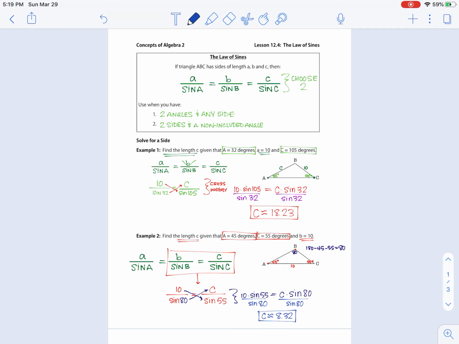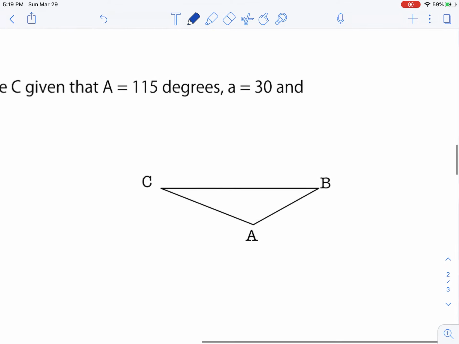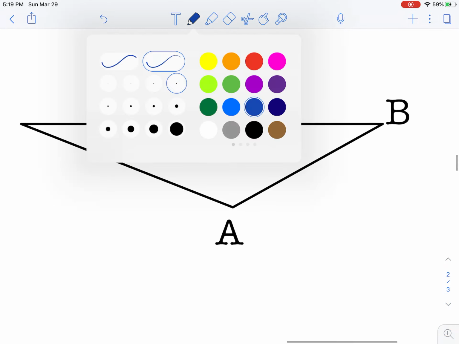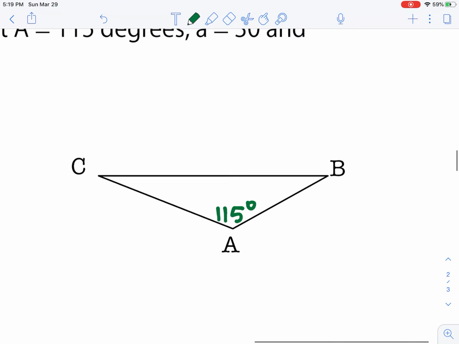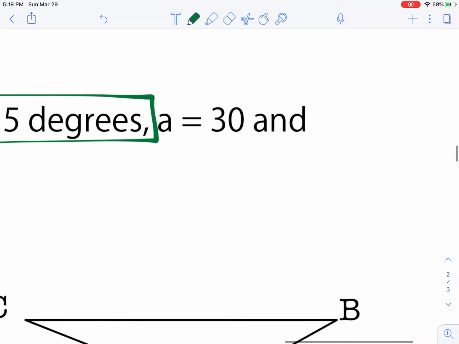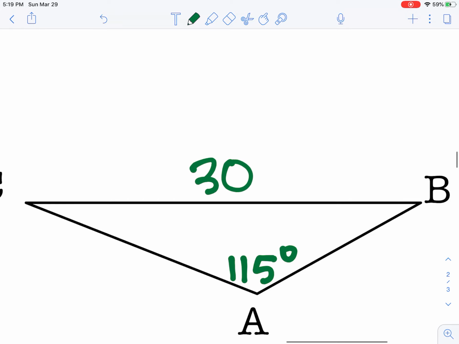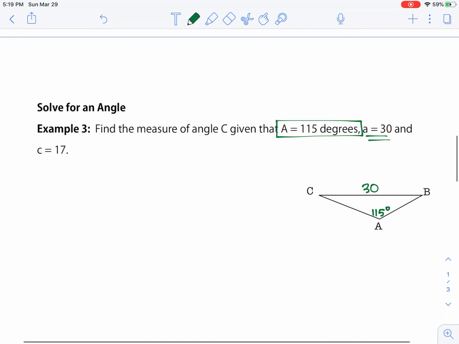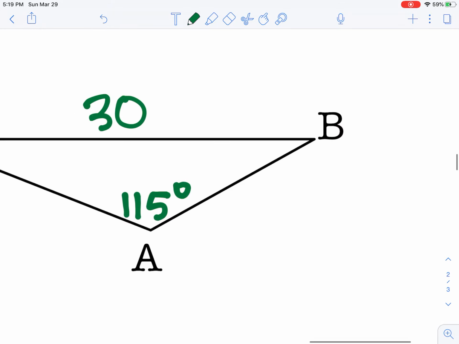So now let's look at our second scenario. What if we have two sides and what we like to deem a non-included angle? So here we have our triangle again. We're told that A is 115. So there's our big A, which means it's an angle. We're told that side a is 30. So that's the side opposite angle A. And that side c is 17.